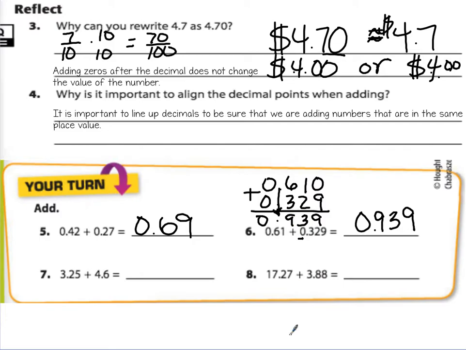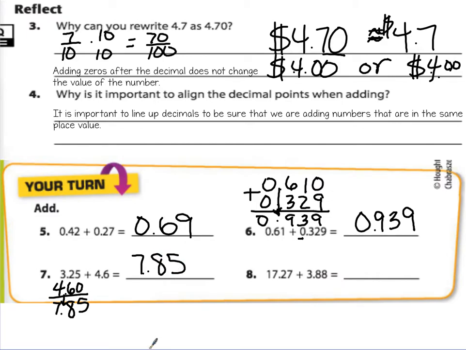Right, so I get 939 thousandths. Okay, here, 4 and 6/10, and I'd add a 0. I get 5, 2 and 6 is 8, 3 and 4 is 7. Bring my decimal straight down. I get 7 and 85/100ths.